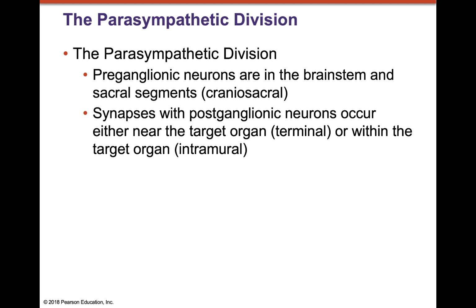Let's talk about the parasympathetic division of the autonomic nervous system now. So parasympathetic division is also known as craniosacral division. Again, the reason for that is because the neurons emerge from the brainstem and the sacral segments. These are going to synapse with the postganglion neurons, same as the sympathetic division, but these are synapsing near the target organ, near the terminal, or within the target organ, which is known as intramural.